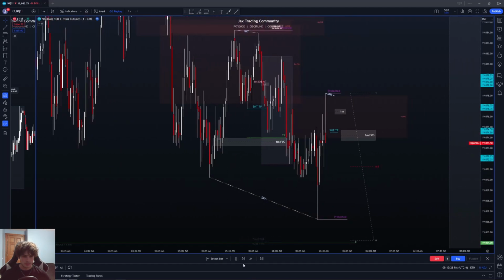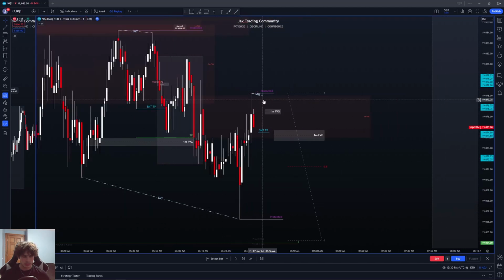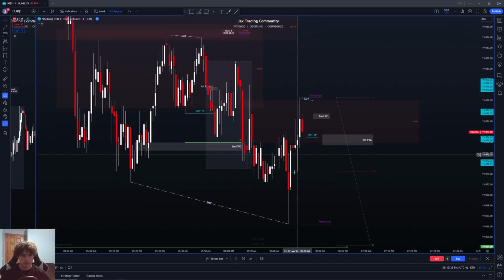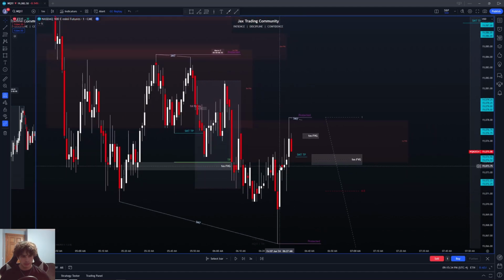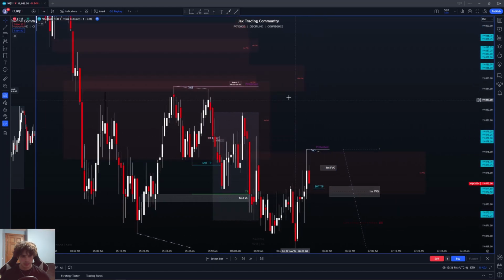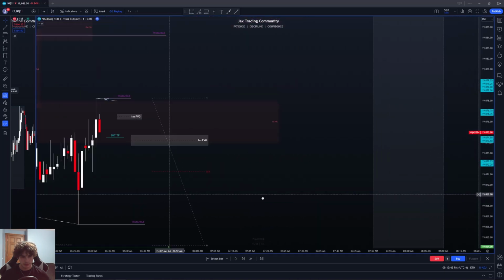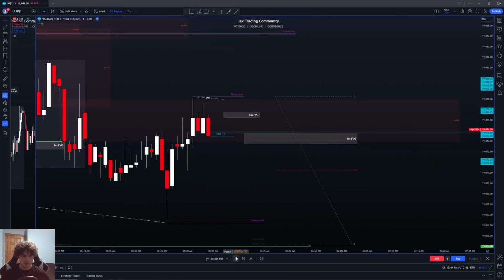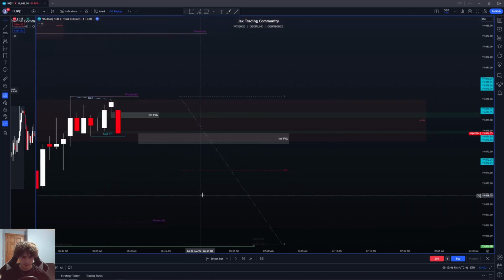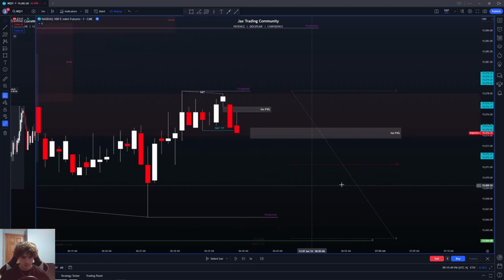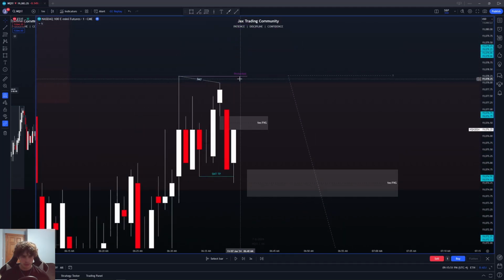Okay, and then right here, we form an SMT with massive displacement up. There's no fair value gap created, but we do take out this high, and we do form an order block right here. So I do want to possibly see this protected high to get taken, which would also be the SMT TP of this SMT down here. Okay, internally right here, we have another SMT formed. We take out this SMT TP, this is protected high.